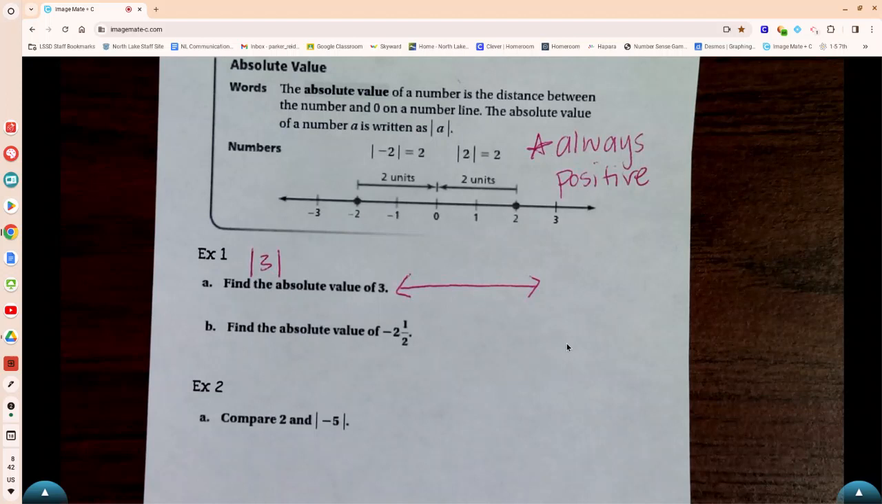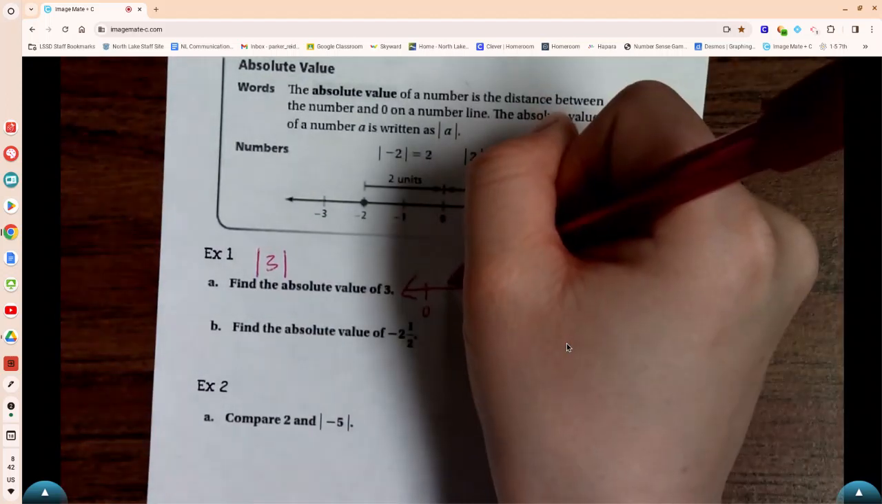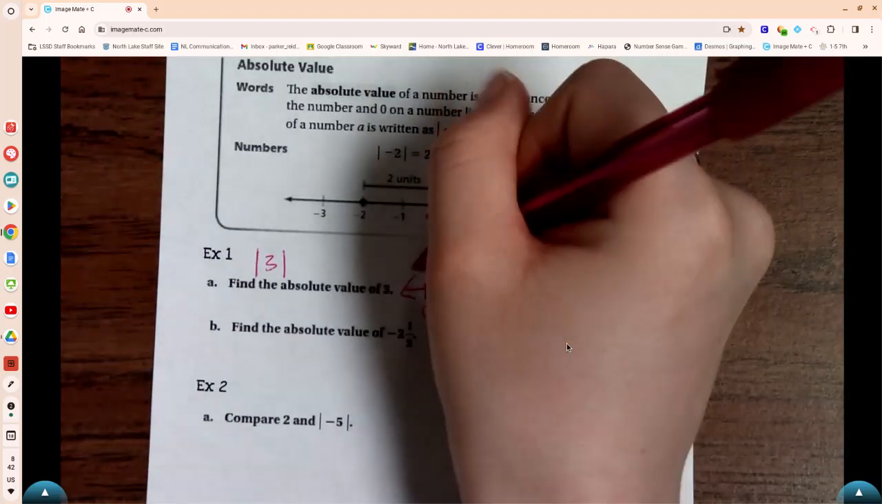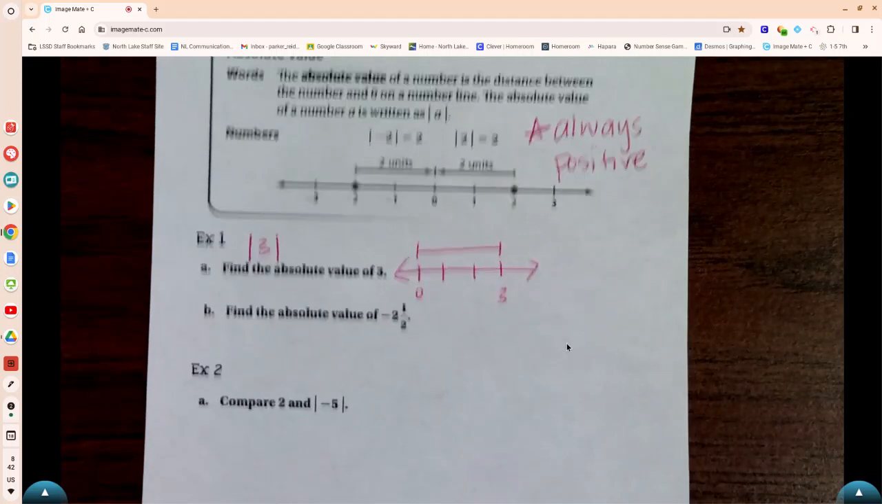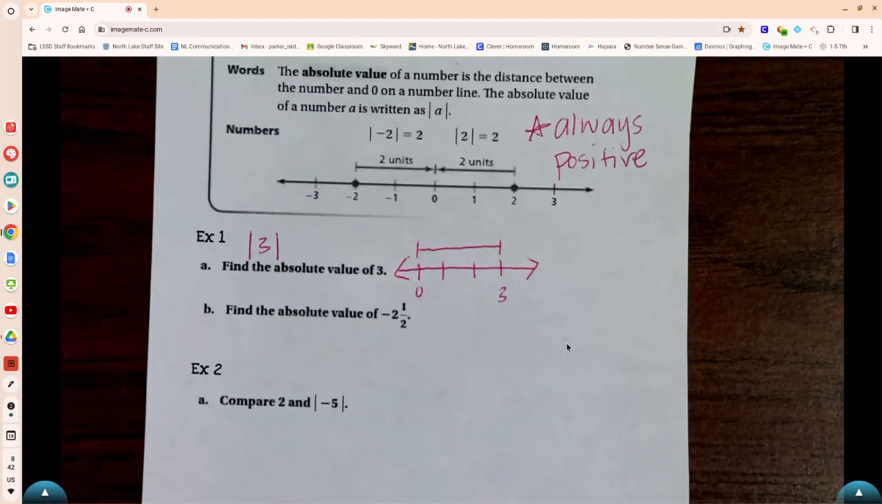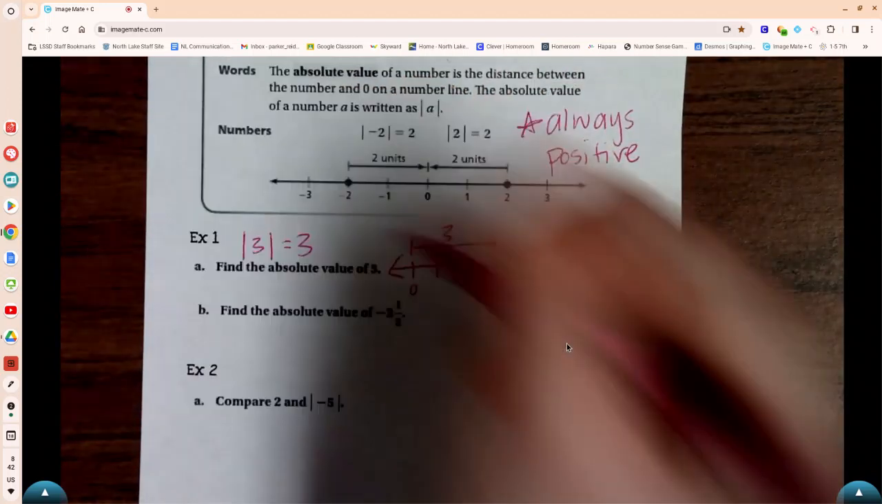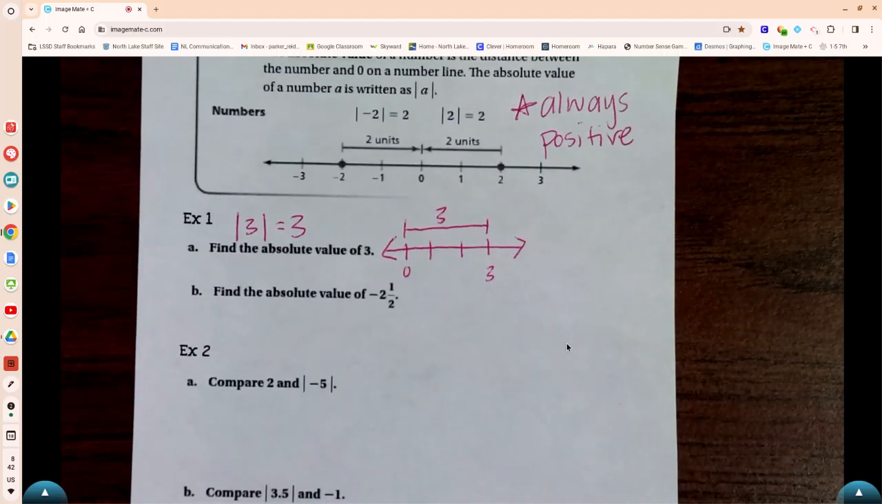So if I draw a picture to figure it out, here's my 0, and then here's my 3. 1, 2, 3. And the distance between those is the absolute value. So what is the distance between those, Ratisha? It's 3 units away. So the absolute value of 3 is 3. Questions about that one?